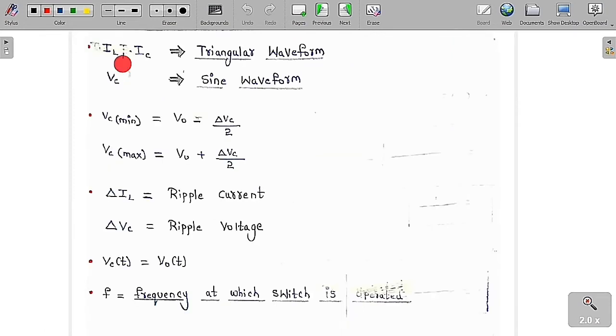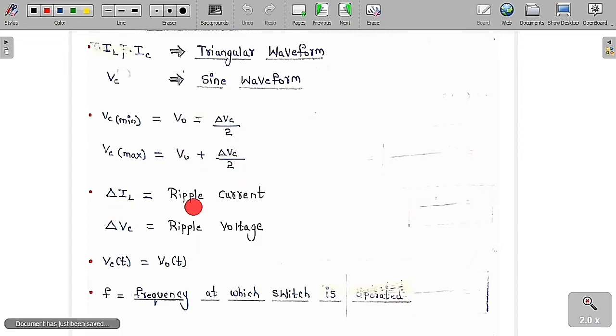I have already told you the inductor current and the capacitor current. The inductor current and the capacitor current are triangular waveforms. You can see from the diagram itself. Whereas the capacitor voltage or the output voltage is like a sinusoidal waveform. So here Vc minimum is equal to Vc average minus delta Vc by 2. Vc average is nothing but the output voltage V0, so V0 minus delta Vc by 2. Similarly, Vc maximum is equal to Vc average plus delta Vc by 2. Vc average is nothing but V0, so V0 plus delta Vc by 2.